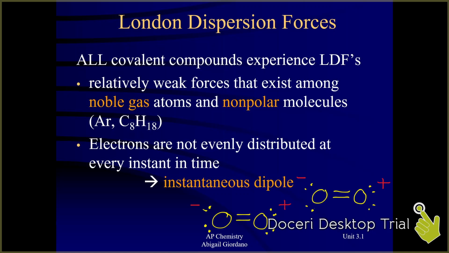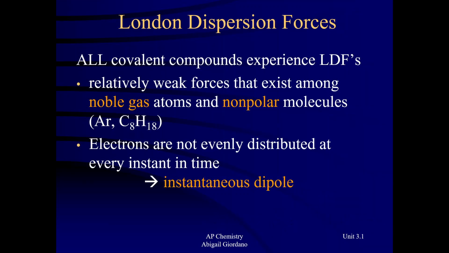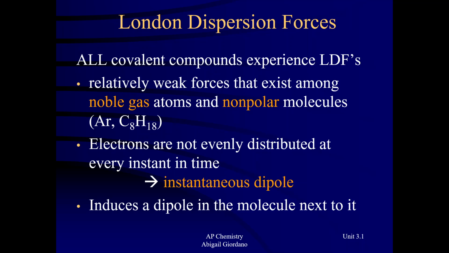And what we get is a slight attraction between the negative end of one molecule and the positive end of another. But again, it's a very weak attraction and it doesn't last very long. That's what a London dispersion force is. So when you get this instantaneous dipole, it can induce another instantaneous dipole in the molecule next to it. That's what a London dispersion force is.